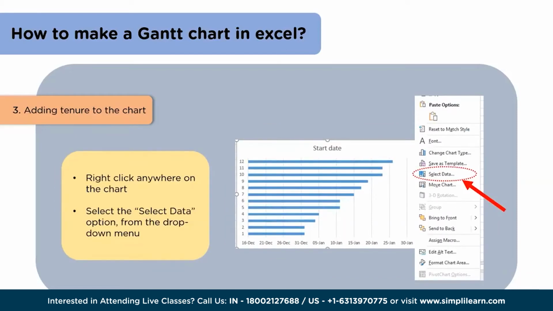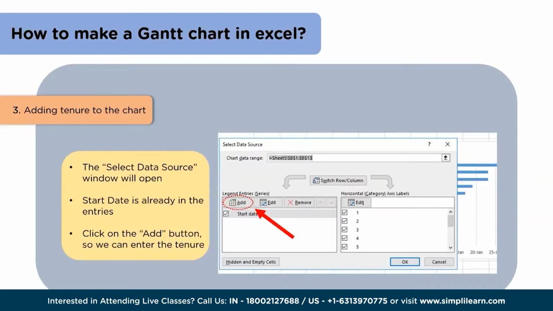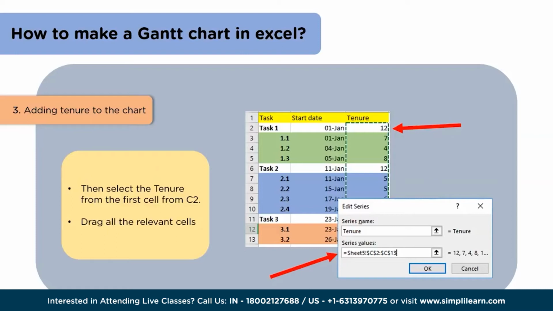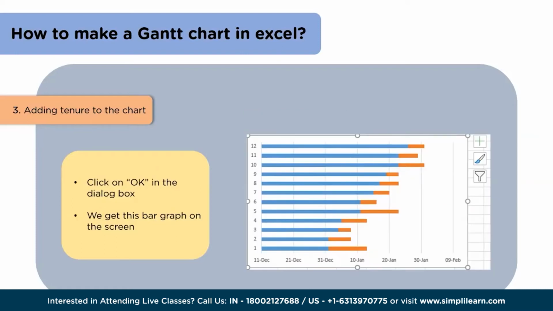In the third step, we will add the duration to the bar graph. We will right click on the chart and in the menu that appears, we will select the Select Data option. A window appears on the screen. In that window, we will select the Add option as shown. We can also see the start date is already in the entry section. Then in the dialog box that appears, type tenure in the series name and click on the range selection icon that's shown in the figure. Now select the relevant data from the tenure column and click on OK. Now we can see a bar graph that has 2 colors on the screen. This bar graph now has the duration of the tasks.